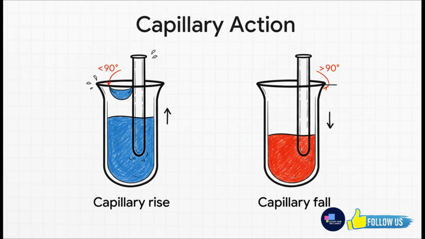It's that simple. If the liquid wets the glass, meaning it has an acute angle, the strong adhesion will literally pull the liquid up the walls of the tube. But if the liquid doesn't wet the glass, if it has an obtuse angle, then the strong cohesion will cause the liquid to pull itself away from the walls, causing the level to fall.